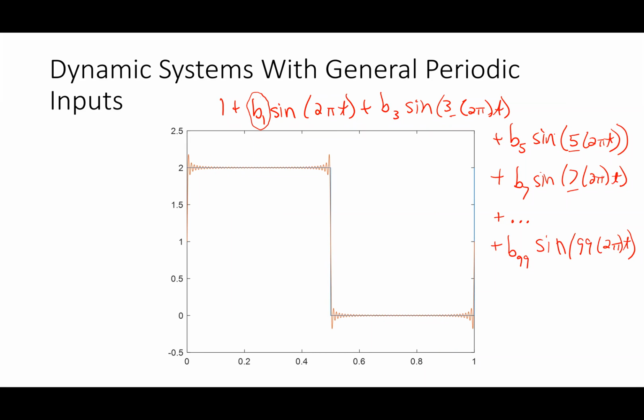Now, it grew some ears there, all right? But it's definitely closer, all right? And in theory, I have to add in infinitely many harmonics to actually get up to the square wave, all right? In theory, that's true. In practice, it's not really true, all right? But in theory, that's true.